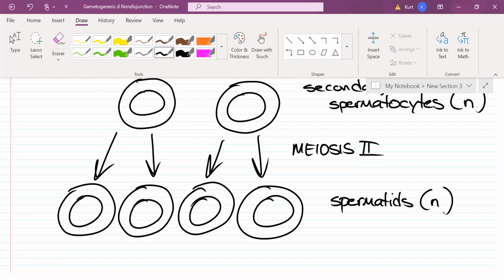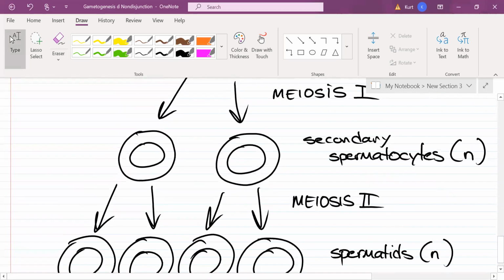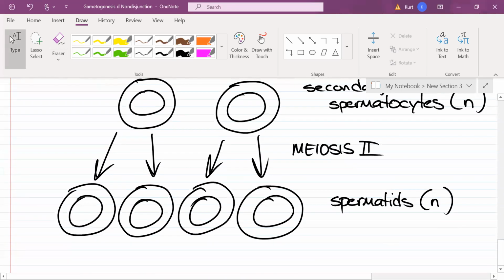Yes? If you're going from 2N to N for meiosis 1, why are you not doing the same for the next one? Did you watch the lesson on Thursday or Friday? I watched the Thursday lesson, but it was about gametes one. Are you sure you looked at the chemistry one? You did look at the chemistry one. Look at the AP Bio one, because I explained there how you go from diploid to haploid, then haploid to haploid.